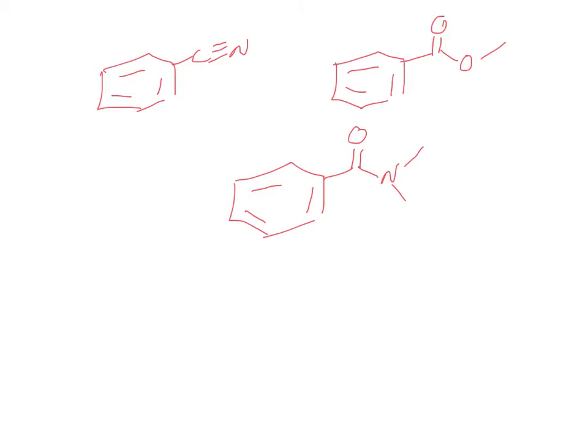So, what's the worst case scenario? What's the most electron withdrawing? This is probably the most electron withdrawing. So would that make it the least reactive? So that'd make it the least reactive, right? It'd be the most deactivated. And then I would say this would be the least, and then obviously the amide would be in the middle. Right, just based on how delta plus the carbon is, based on what it's bonded to.